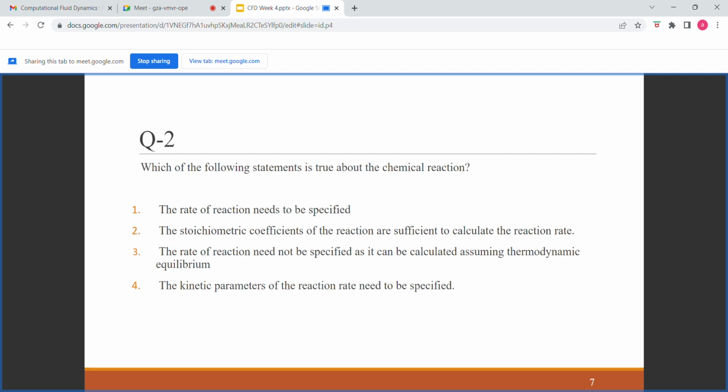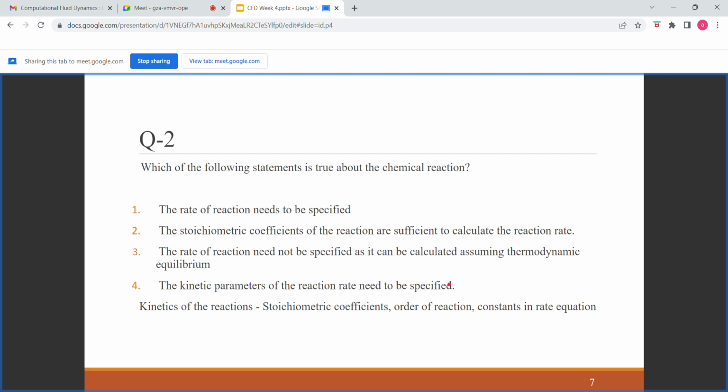Next option, it is given that the kinetic parameters of the reaction rate need to be specified. Obviously, when we are solving the governing equation, kinetic parameters of the reaction should be specified. So kinetics of the reaction, like stoichiometric coefficients, order of reactions, and constants in the rate equation, all these together need to be known when we are dealing with a chemical reaction.